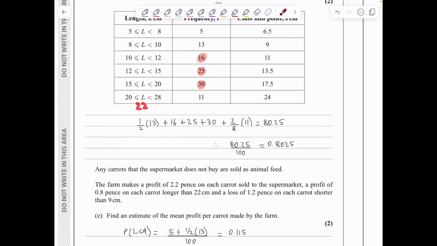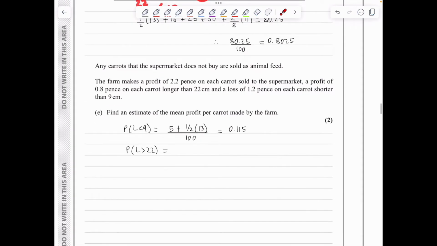And the probability of L greater than 22, well, if I go back to the table once more, greater than 22 means I've got 6 out of 8 times 11. So divide that by 100 to get the probability that the length is greater than 22. So 6 out of 8 times 11 divided by 100 gives an answer of 0.0825, which means I can proceed in drawing a table.